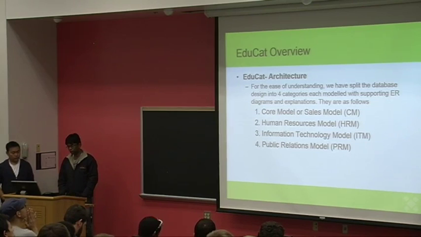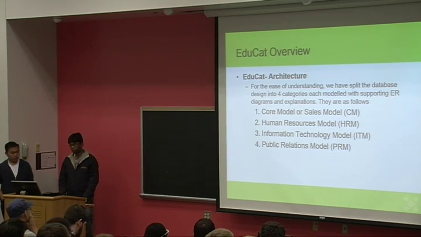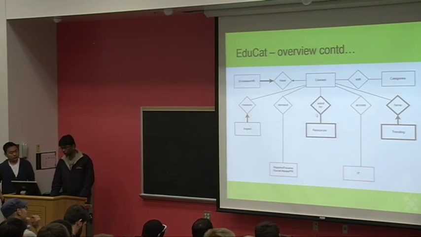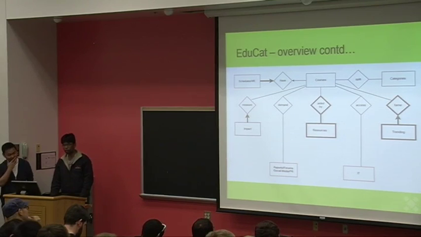And then we have the public relation model, which will interact with the social media. And then we will get into the ER diagram, which contains the overview of it. So we have the courses here, and the courses will have a schedule, and that schedule will link to the HR model, which will have the registered users and the professors who are handling the courses.